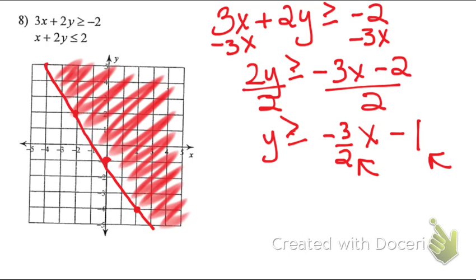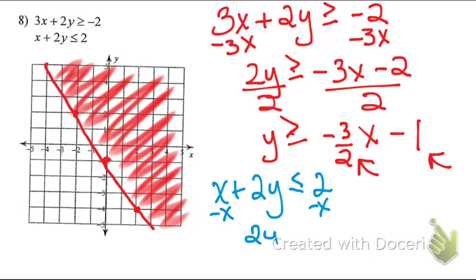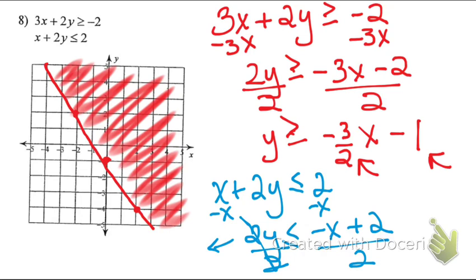X plus 2y is less than or equal to 2. I'm going to get rid of the x, so I get 2y is less than or equal to negative x plus 2. And I've got to totally isolate the y, so I divide it by 2. Whatever you do to one side of an equation, you have to do to the other. So I get y is less than or equal to negative 1/2 x, and then positive 2 divided by 2 is 1. So that means my y-intercept is at positive 1, so when x is 0, y is at 1.